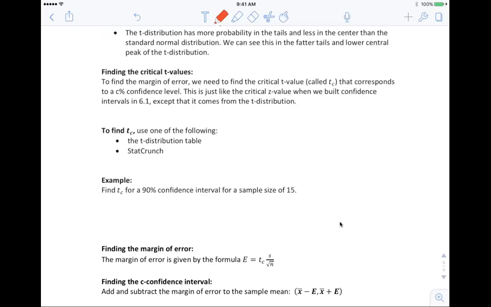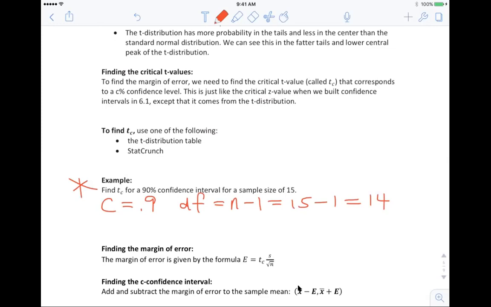Okay, so let's do this example down here. Find the critical value t sub c for a 90% confidence interval and a sample size of 15. So the c, the confidence level, is 0.9, and then you're also going to need the DF, and the DF is always the sample size minus 1. So in this case, that's 15 minus 1, which is 14. And then we're going to go to the table with those numbers.